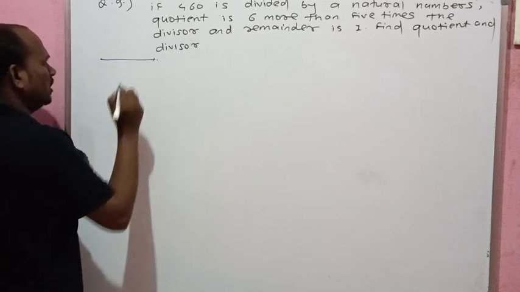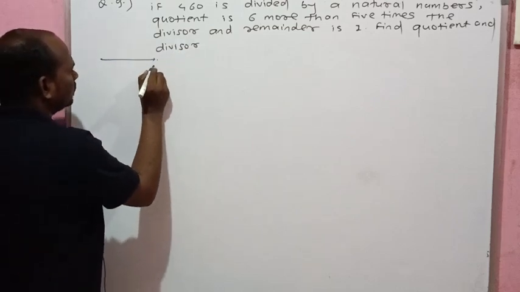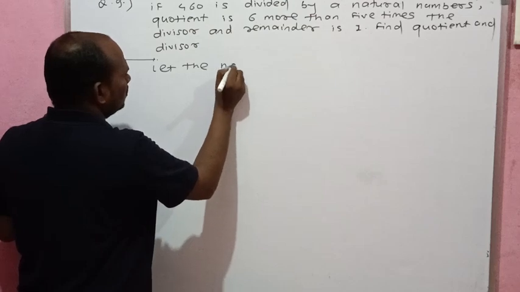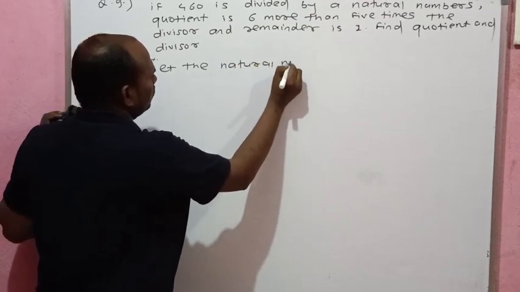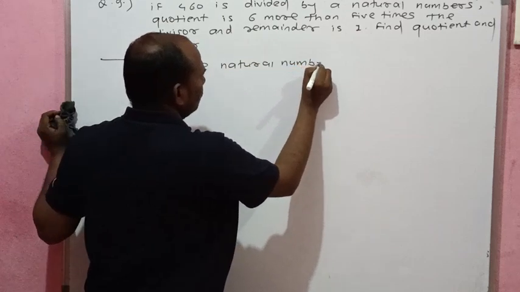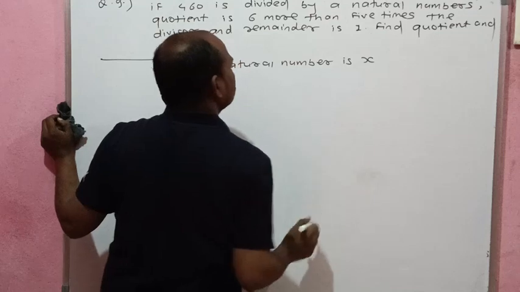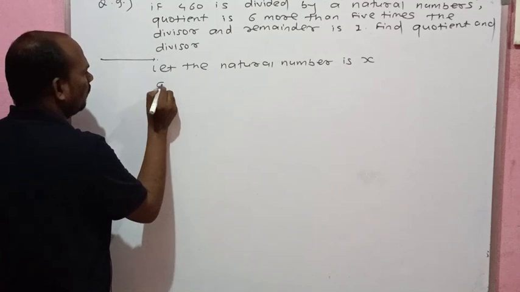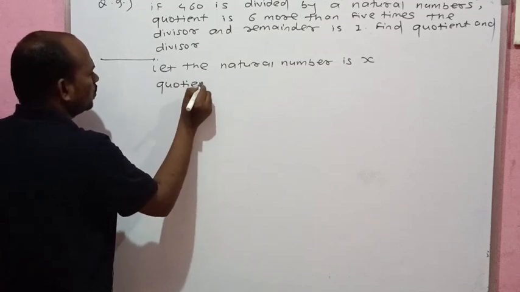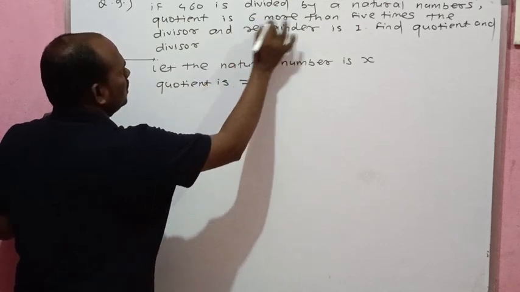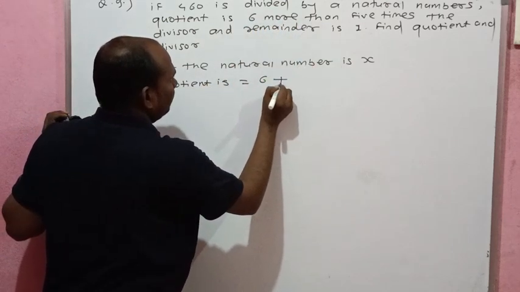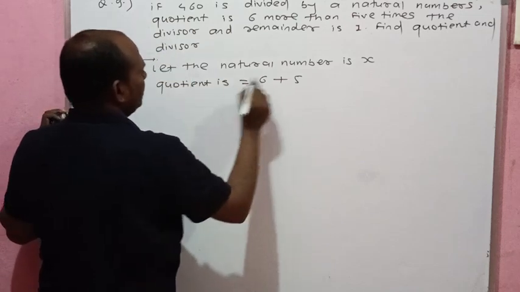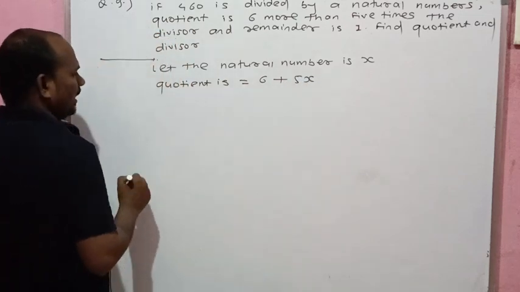Now we can see the question. Let the natural number be x, and therefore the quotient is equal to 6 more than 5 times the divisor x, and the remainder is 1.